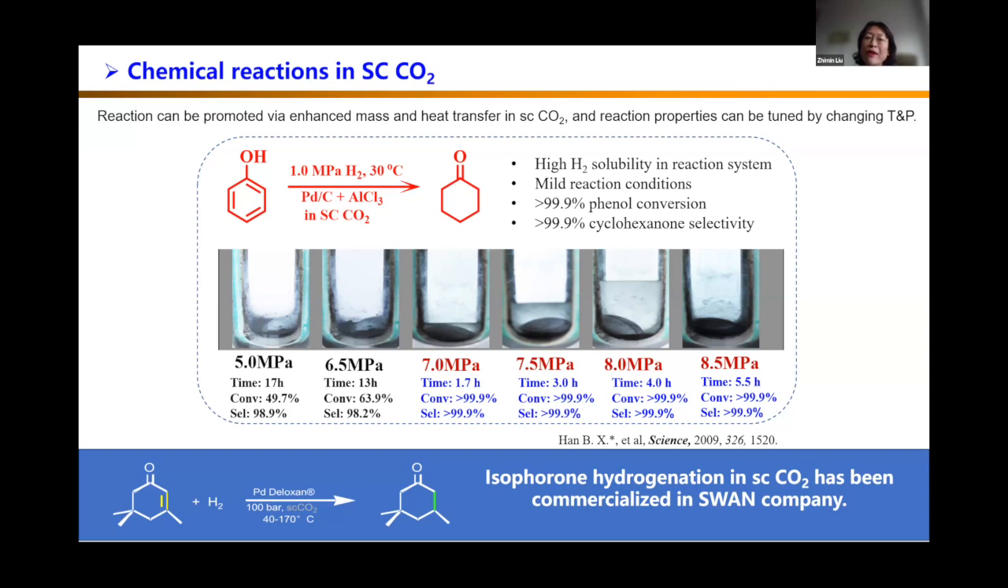And most importantly, the cyclohexane selectivity reaches nearly 100%. So this work has paid much attention and has been cited by researchers. The hydrogenation of isophthalene in supercritical CO2 has been commercialized in Swan company.